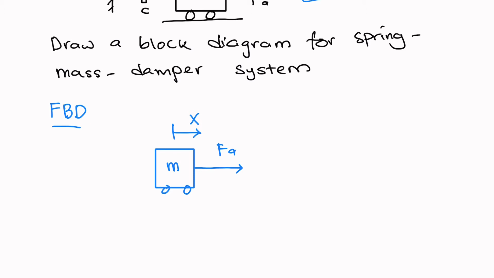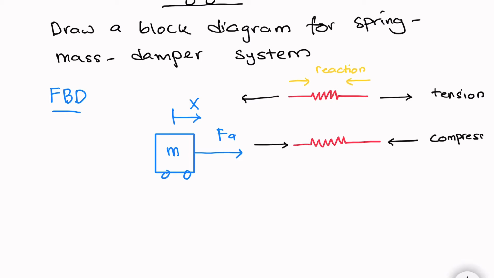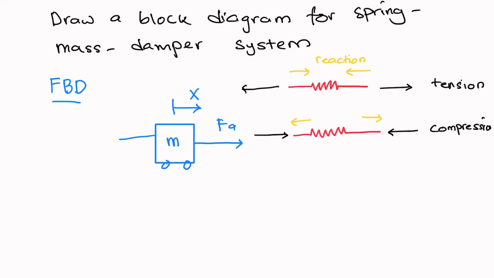To determine the direction of the spring force, we need to determine whether the spring is in tension or compression. If the spring is in tension, it will pull in. And if the spring is in compression, then it will push out. So in this problem, the spring is in tension. Therefore, it will pull back the mass. As for the damper, it will always oppose the displacement of the mass.